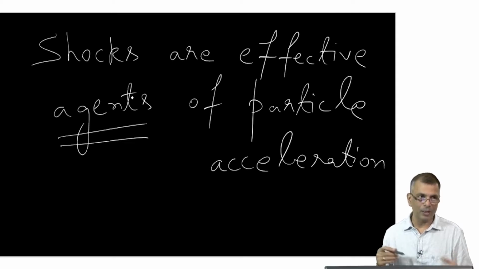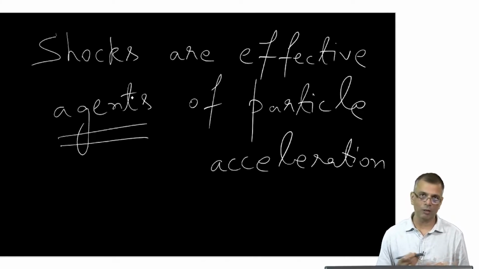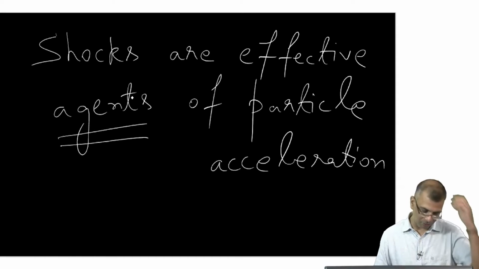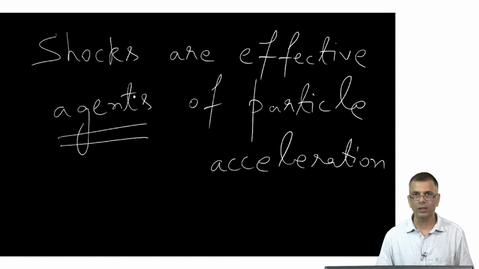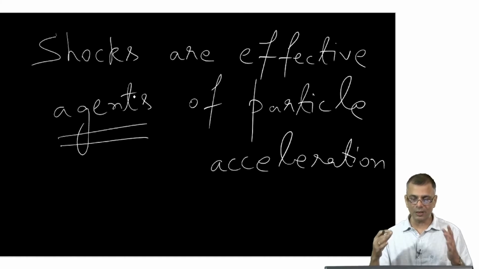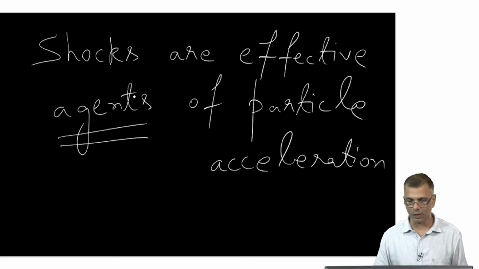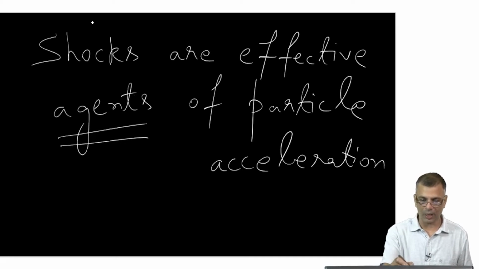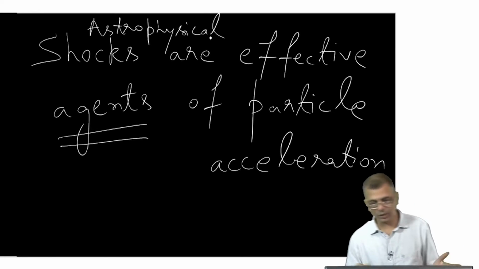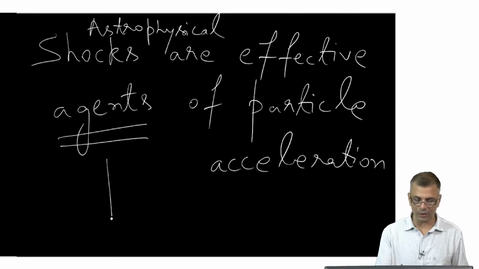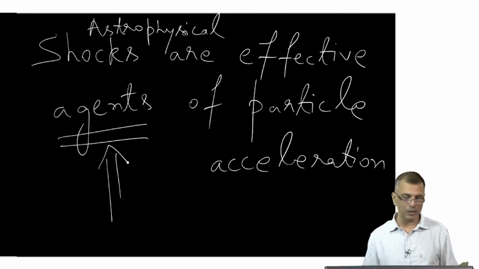So then you say, well, if shocks are natural agents, can we investigate how they are formed, and can we draw up, or to the extent possible, elaborate plausibility scenarios to figure out how these shocks are formed? So this is really the context in which we study astrophysical shocks. Astrophysical shocks are effective agents of particle acceleration. So the utility of shocks is here. They are very good agents for particle acceleration, and so this is what we will focus on.